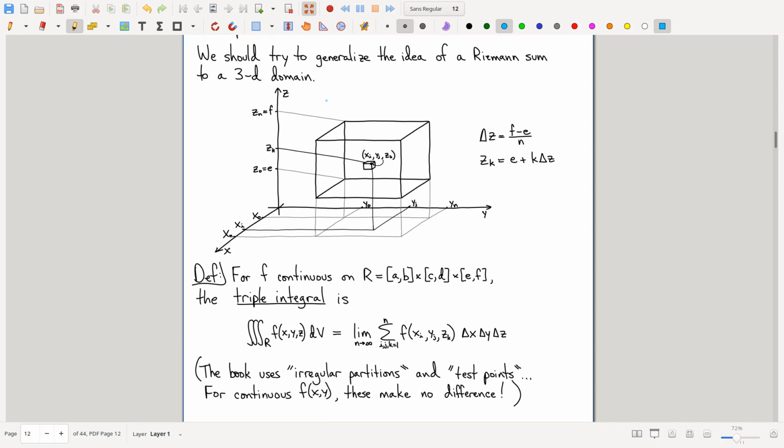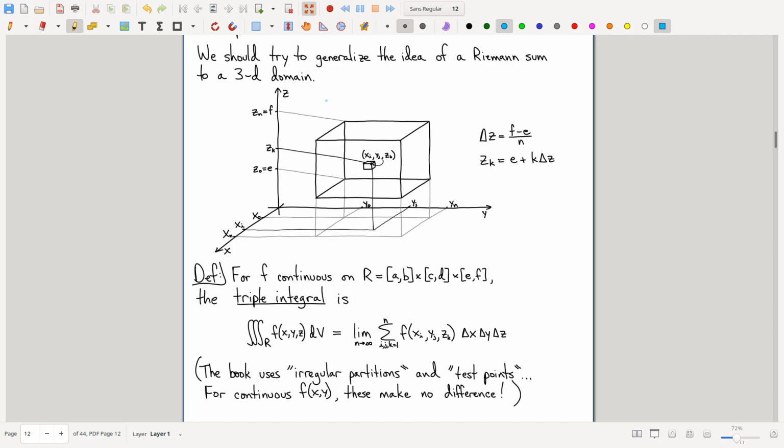Or maybe dice. Maybe dice is the proper term to borrow from cooking, right? So you got to slice in all three directions. Mince? Is that the right word? I don't know. I should cook more.